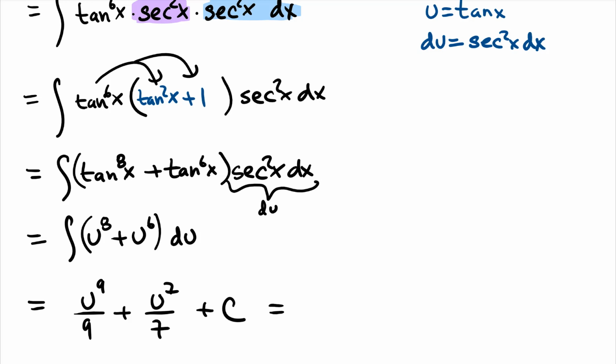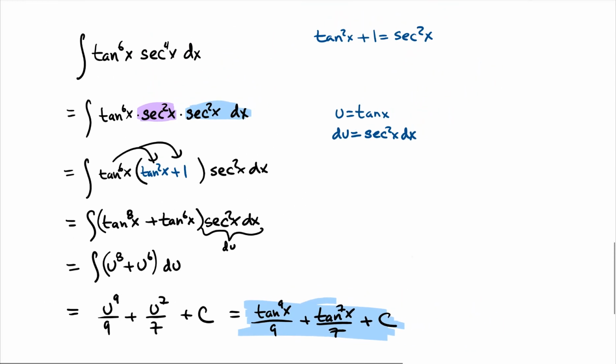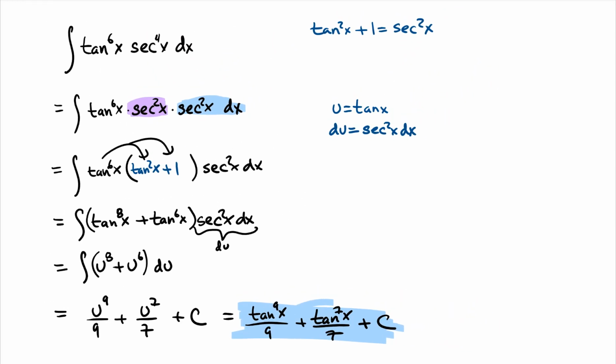And then lastly, we're just going to replace it in. Everywhere we see a u is going to become a tangent. So we got tangent to the 9th of x over 9, plus tangent to the 7th of x over 7, plus c. Yeah, doggy. What's up? We got it. For me personally, usually I'm all about sines and cosines.